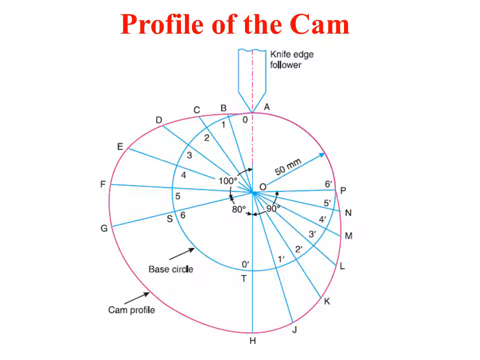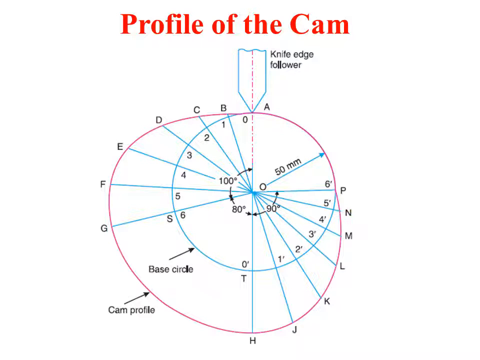But remember, whenever there is a roller problem, we need to draw the prime circle. We will discuss that in later problems. So to draw the profile of the cam, take O as center and with radius equal to 50, that is the cam radius, draw the base circle.